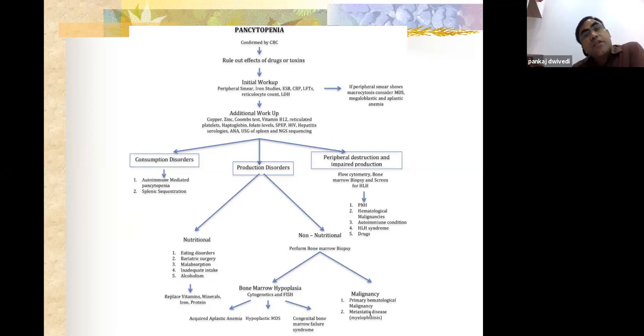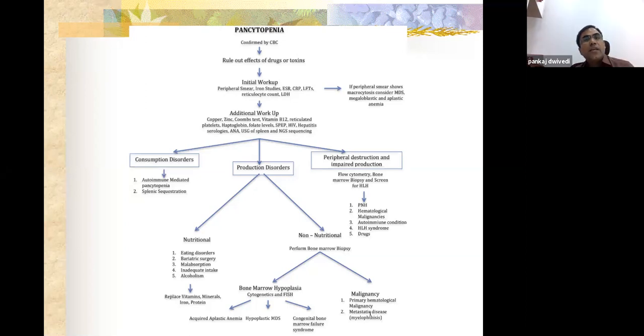Okay, now there are three things you have to remember. First, if the peripheral blood is showing macrocytosis, three differential diagnoses come to your mind. One is megaloblastic anemia, very common in the Indian setting, where folic acid and vitamin B12 deficiency can cause megaloblastic anemia and raised MCV. It could be a myelodysplastic syndrome, and it could be aplastic anemia. And aplastic anemia can be because of various reasons that we will discuss further.